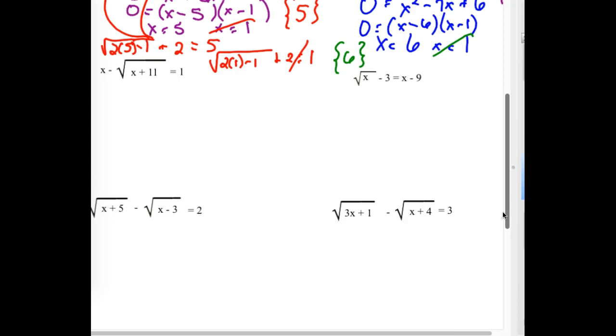My other option would be to add the square root piece over to the right and subtract the 1 back over to the left. Either one's going to get me the same answer. It's going to take 2 steps, or 2 things have to move. Okay? So if I add the square root over here and I subtract the 1 back to the other side, I should end up with that. X minus 1 equals the square root of x plus 11.